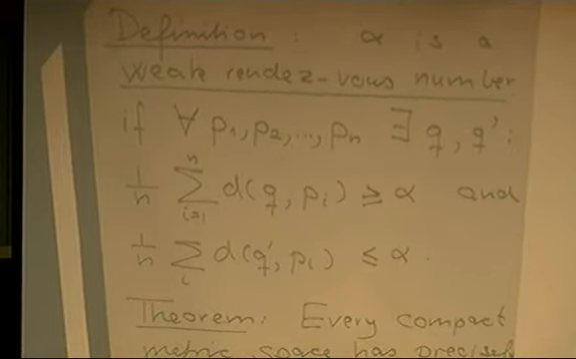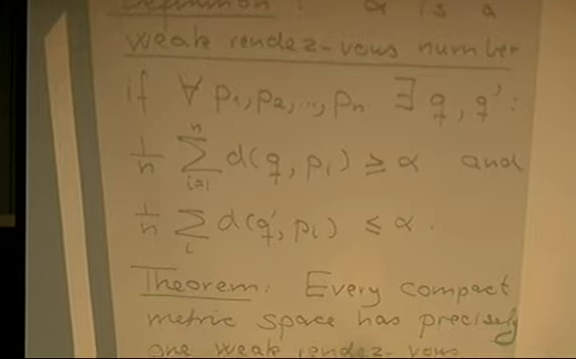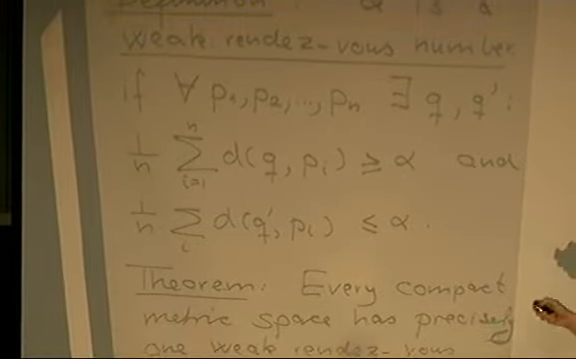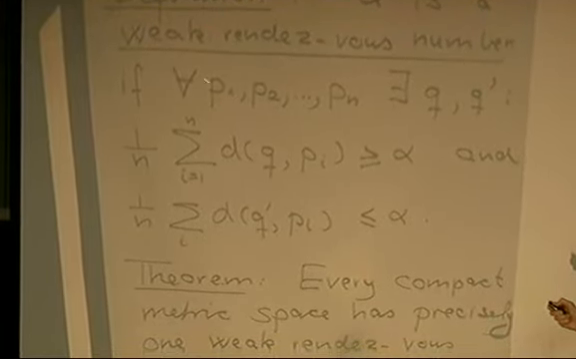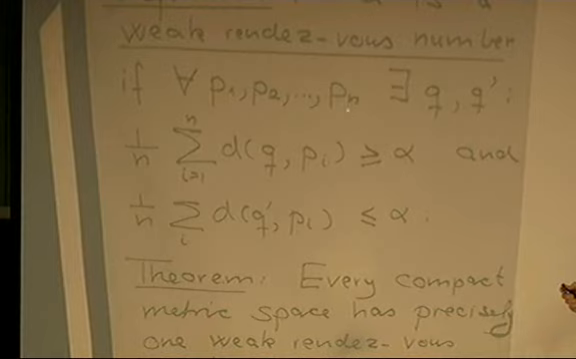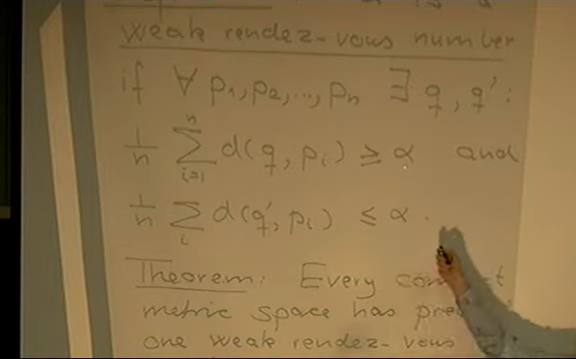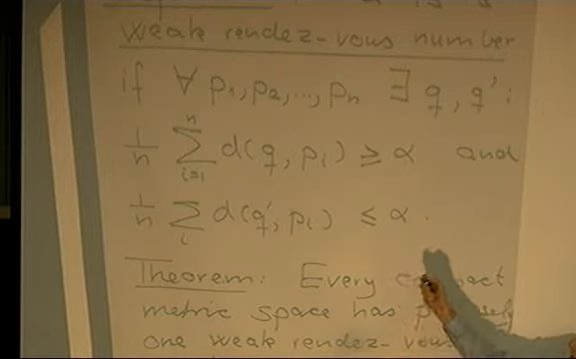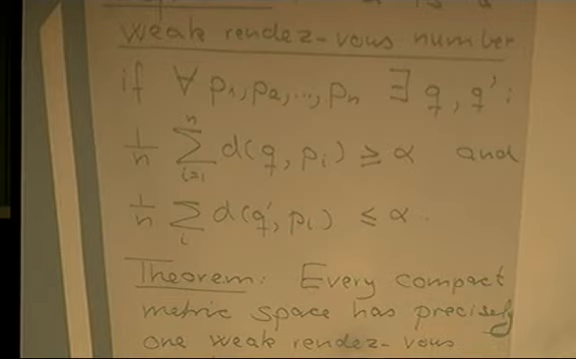But it turns out that it has another number, what I call a weak rendezvous number, and the definition comes here. So we will say that alpha is a weak rendezvous number of a metric space if for any collection of points, P1 up to Pn, you can find, now you find 2 points instead of just 1 point. So 1 point Q, another point Q prime, such that the average distance to Q is at least alpha, and the average distance of these points here to Q prime is at most alpha. So you can get an average distance at least alpha and an average distance at most alpha.